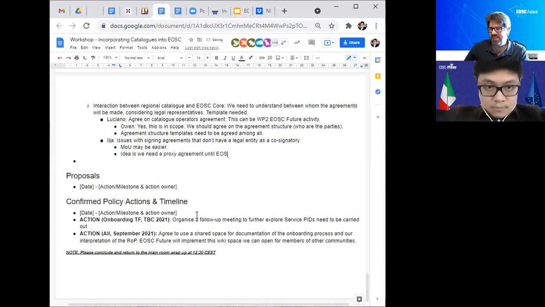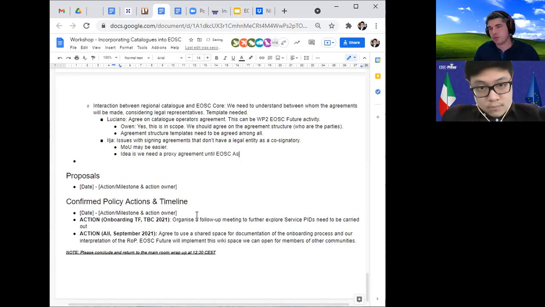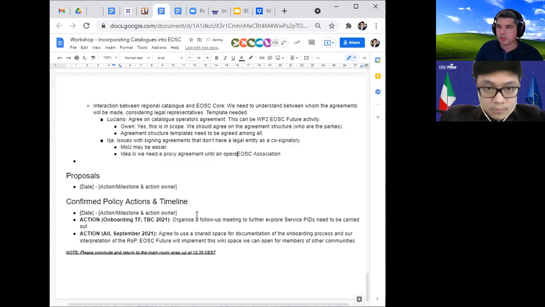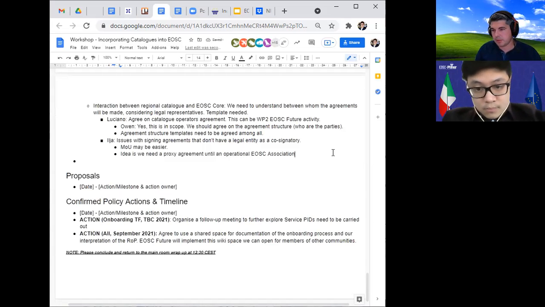I think this is totally okay, but the implications of that, and I think it should be made clear to the parties involved, are that there will be no production system before the agreements are signed. And that probably is also a bit of stress on the EOSC Association to actually, you know.